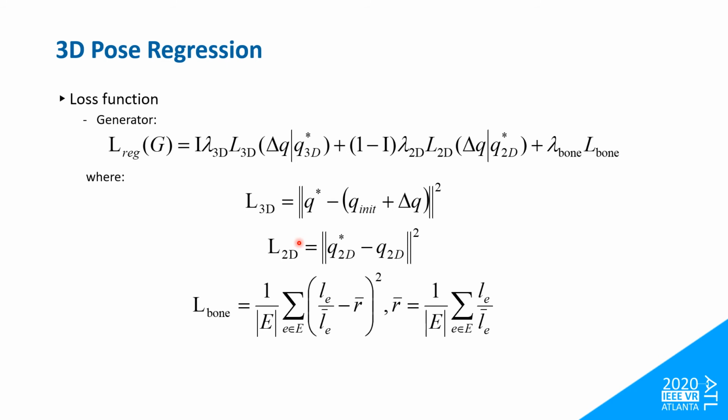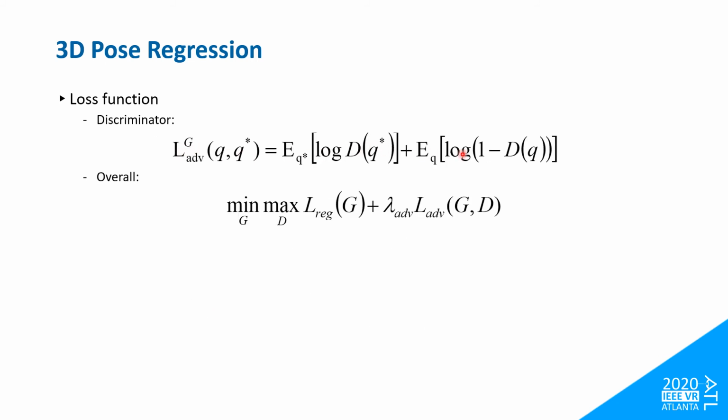And to penalize illogical bone length ratios, we add a bone length ratio regularization loss to generate the 3D human pose. The bone length loss indicates that the bone length ratio computed with the predicted joints is as close as possible to the average bone length in the training dataset.